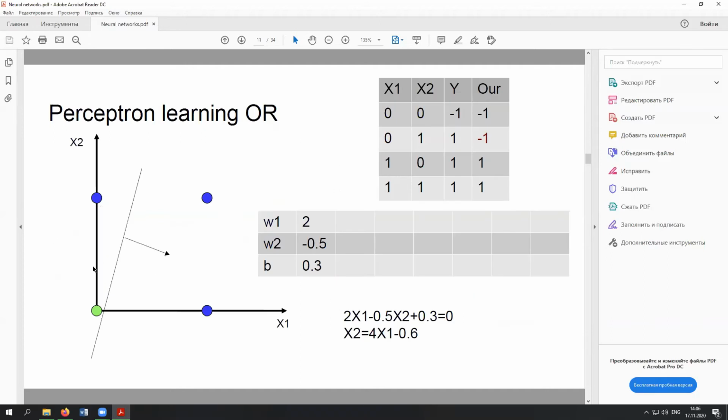How does it work? For example, we want to create the line for OR, but we don't know that it is exactly this line. So we build any line, for example with weights 2, -0.5 and 0.3. Let's think that this column is not written yet. Let's look at the real answers and what we get for such a line. Let's put here 0, 0.